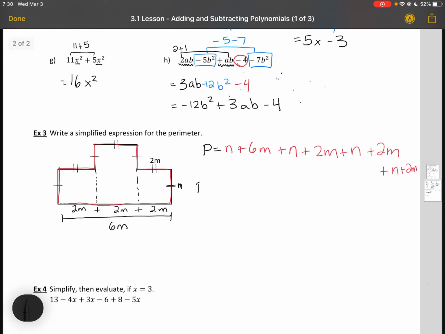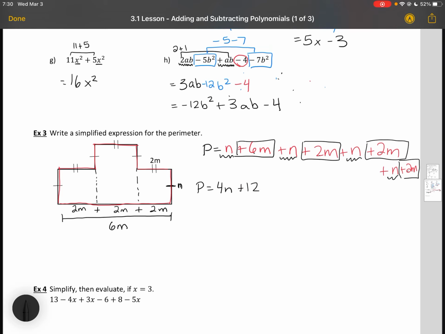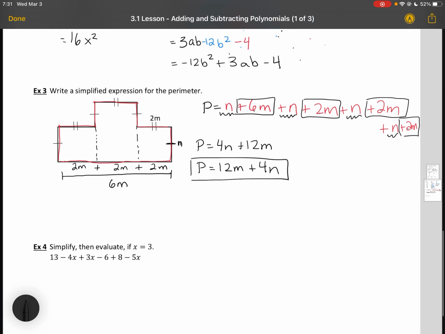So now I'm going to add those all together. I'm going to group my n's. I've got 1, 2, 3, 4. So 4 n's. And then I'm going to group my m's together. So 6m plus 2m plus 2m plus 2m. So I've got 2, 4, 6, and 6 is 12m. The last thing that I want to do is make sure I've written my variables in alphabetical order. So 12m plus 4n. That would be my simplified expression for the perimeter of that shape.